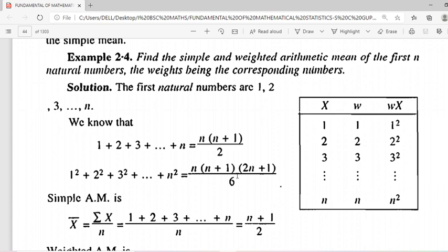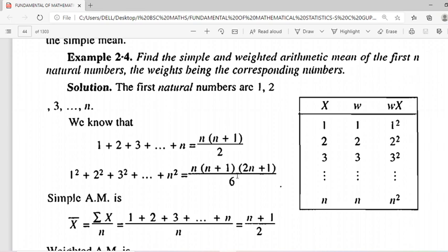Okay, find the simple and the weighted arithmetic mean of the first n natural numbers, the weights being the corresponding numbers. So we have taken the first n natural numbers: 1, 2, 3, etc. n. At the same time, the weight is the corresponding number itself. So weight for observation 1 is 1, weight for observation 2 is 2, weight for observation 3 is 3.